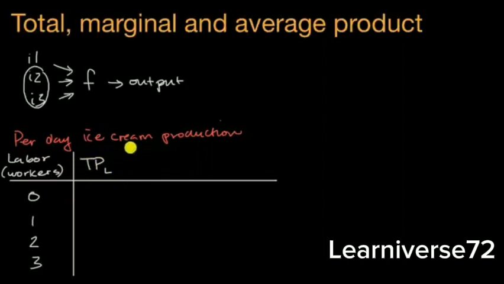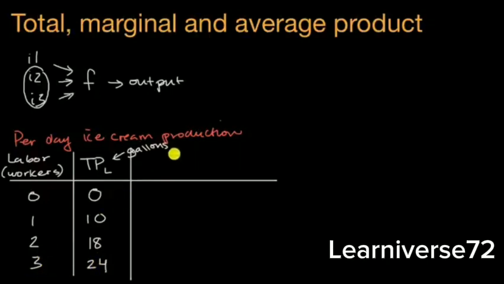And let's say that we know if we have 0 people working in our ice cream factory, well, then we're going to produce 0 gallons of ice cream. And let's just assume that our output is in gallons, and it's gallons per day. If we have 1 worker at our factory, then we're going to be able to produce 10 gallons a day. If we have 2 workers at our factory, we're going to produce 18 gallons a day. And if we have 3 workers at our factory, let's say we can produce 24 gallons a day.